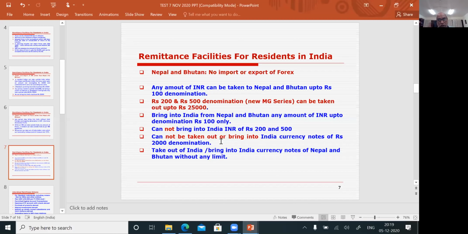Okay, any question asked, you should be able to answer. Then, currency notes of Nepal and Bhutan can be taken out of India and brought into India without any limit. Let us see the questions now.